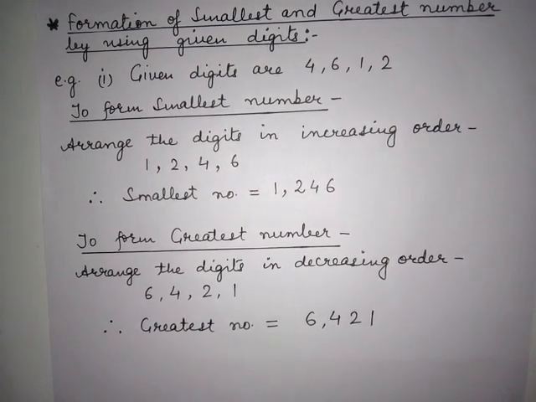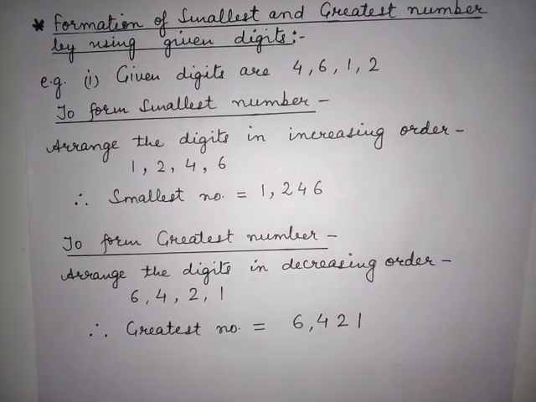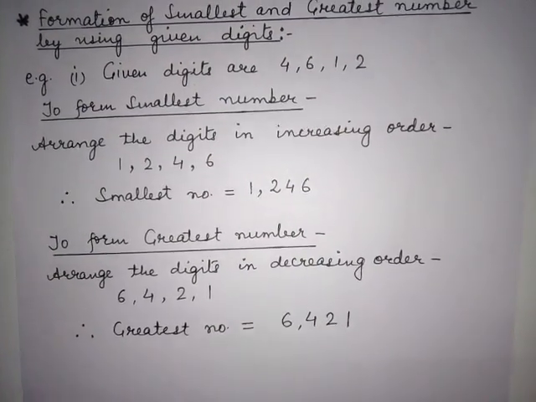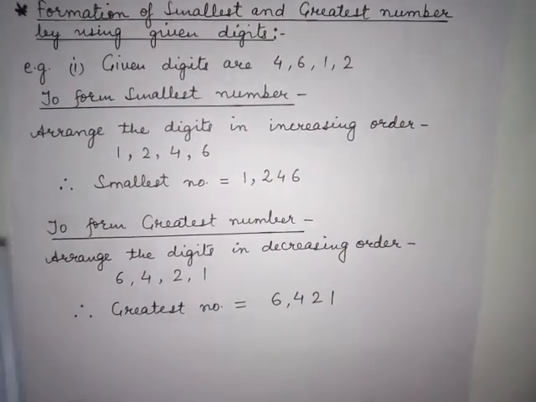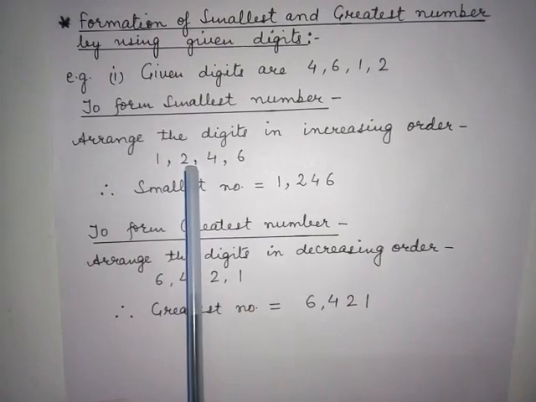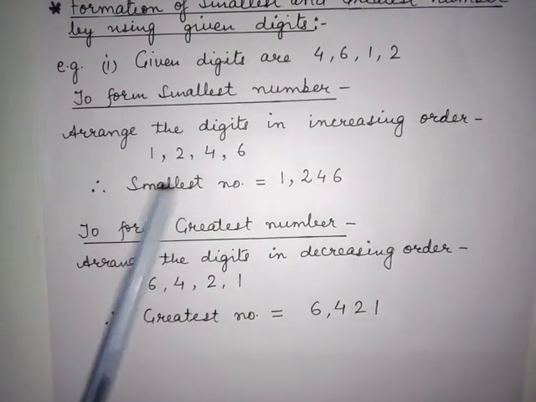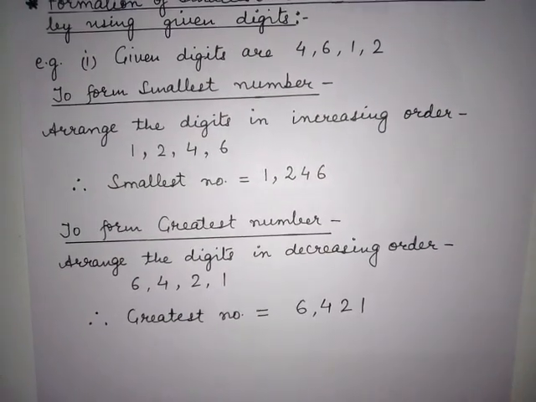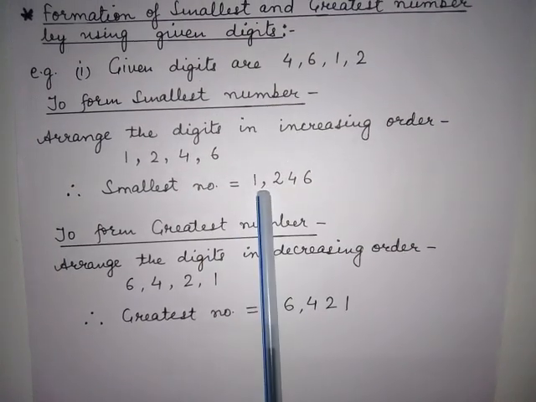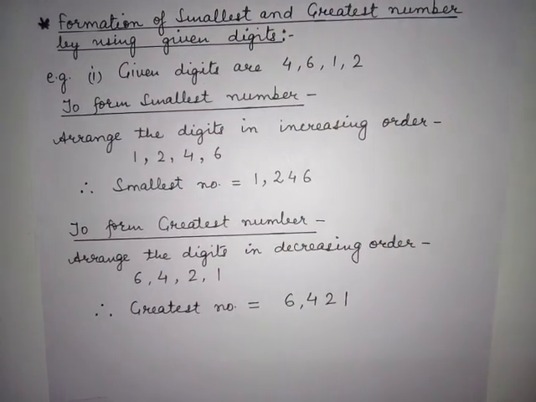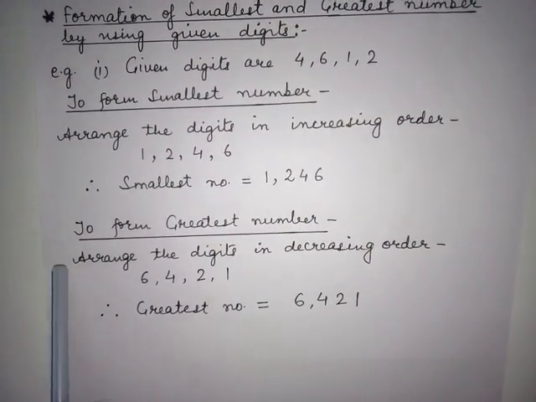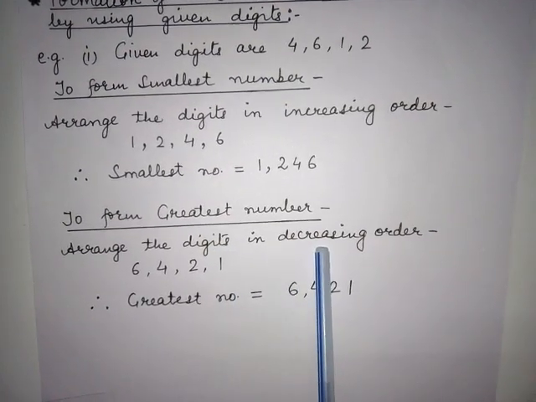Increasing order means from smaller to bigger. So here we have arranged these digits in increasing order. What is the order of the digits? 1, 2, 4 and 6. So what is the smallest number formed here by using these digits? 1246. And to form the greatest number, we have to arrange the digits in decreasing order.